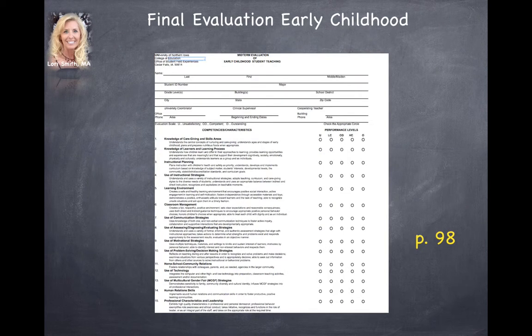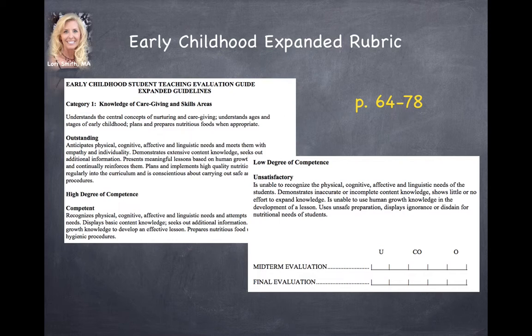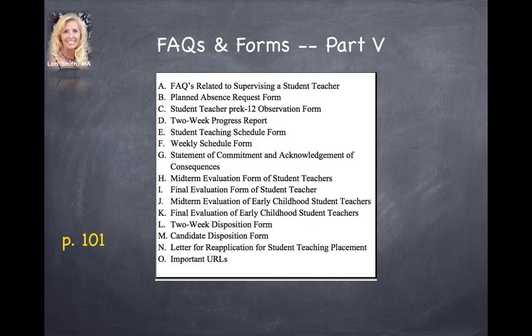Early childhood has the same exact evaluation that they use for the midterm, and we hope to see some advancement in their performance levels as they move through this process. You will also find in the book on page 60 or 99 that there are some evaluative qualities that you can use in your writing as you write that narrative, and that's here for your support. And again, early childhood has the same expanded rubric as what they used in the midterm.